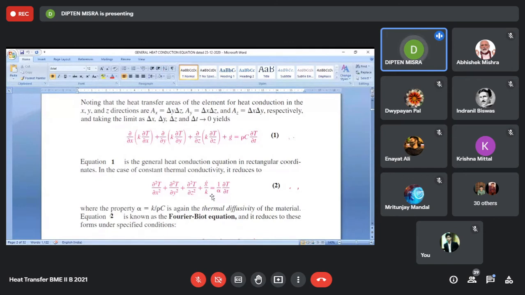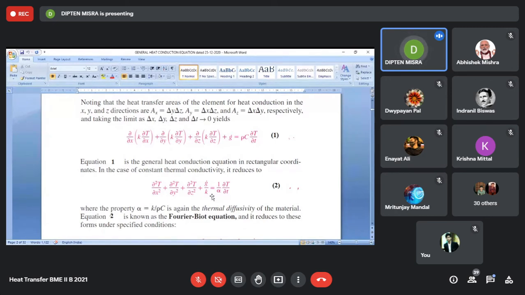If a body has a high thermal diffusivity, it will try to readjust itself to the changed condition very quickly. Whereas if you have a body that has a low thermal diffusivity, then it will take a long time to adjust itself to that newly created disturbance. It will try to make it uniform, but how much time it will require to attain a second level of equilibrium depends on the magnitude of alpha.